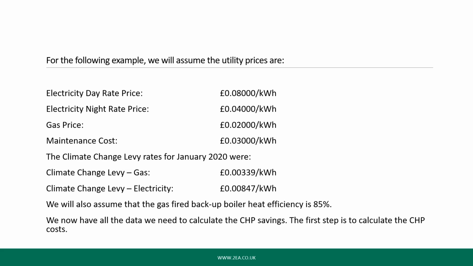Also for the example, we will assume the following utility prices. So your electricity rate for the day, the night rate, the gas price, and the maintenance cost. The climate change levy rates for 2020 in January were 339 for the gas and 847. We will also assume that the gas-fired backup boiler heat efficiency is 85%.